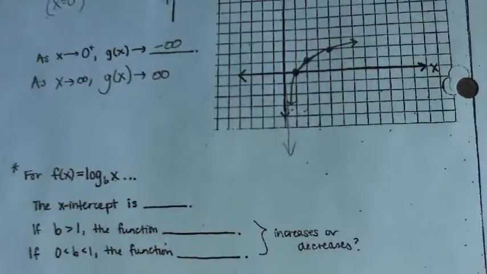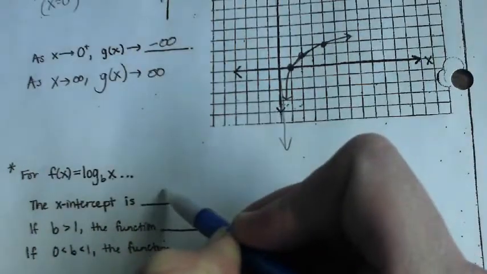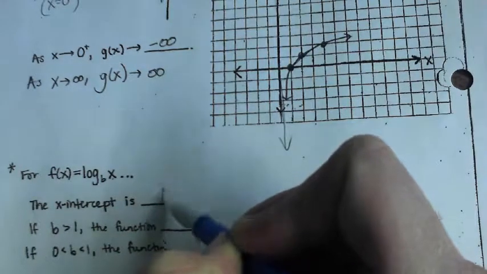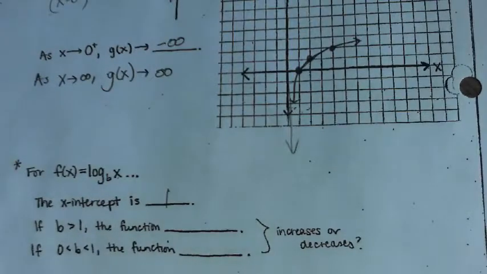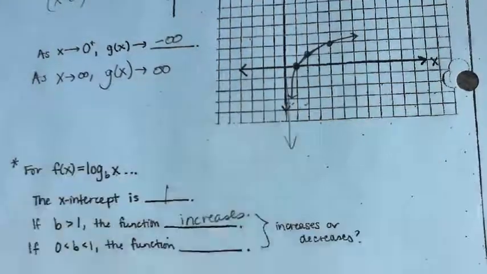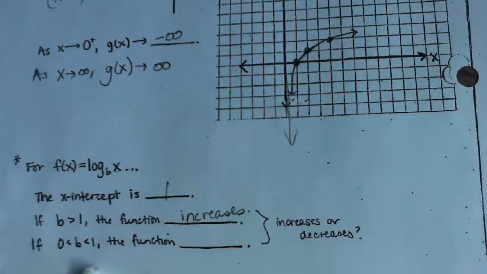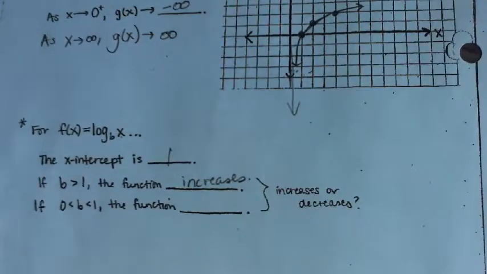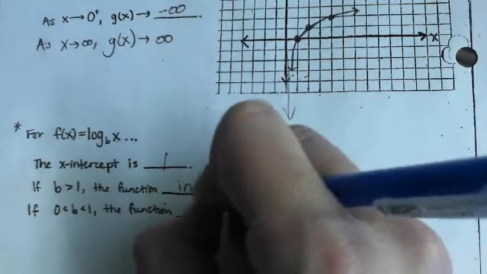The x-intercept is always... Bridget? Good. If b is greater than 1, the function is what? Increasing or decreasing? Increasing. Good. These rules are the same as they are for exponentials. And if b is between 0 and 1, a fraction essentially, then it is decreasing.